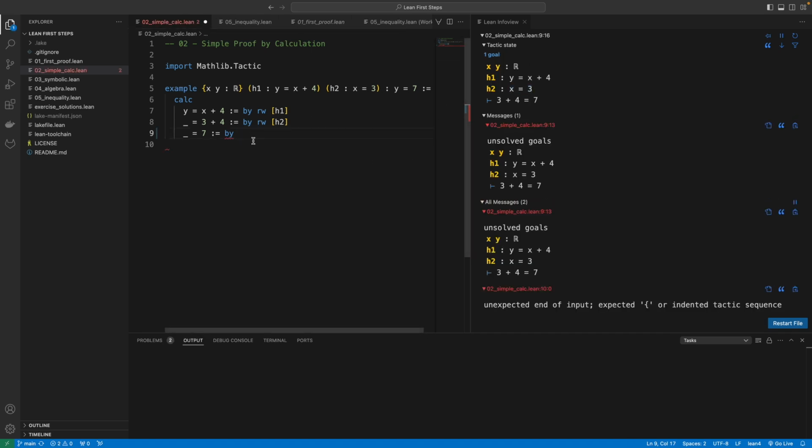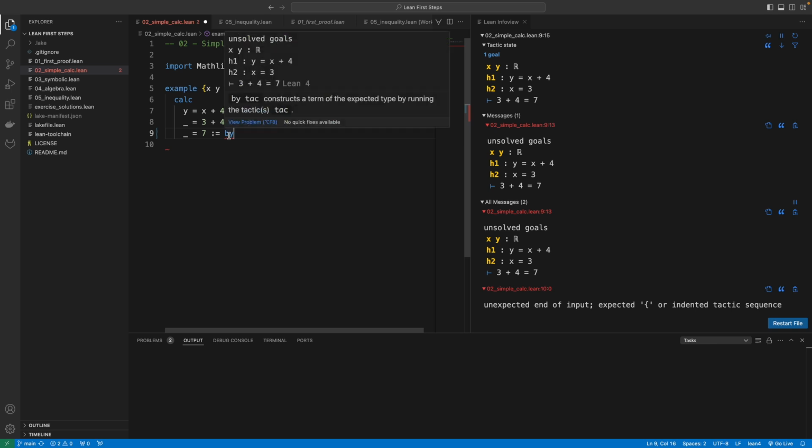So what did it say? It said, unexpected end of input. So the line hasn't been finished. Expected a bracket or an indented tactic sequence. So yeah, expected a tactic, because by means we're about to justify this by something, by a tactic.